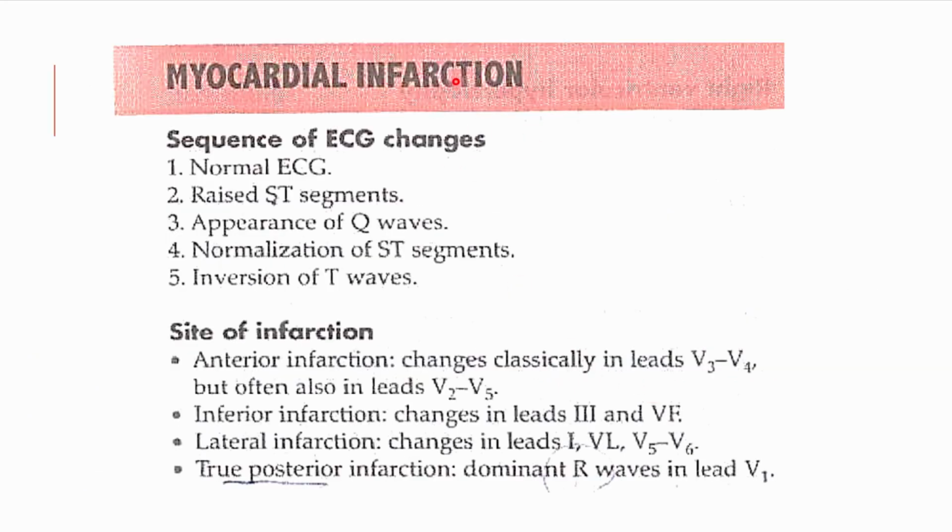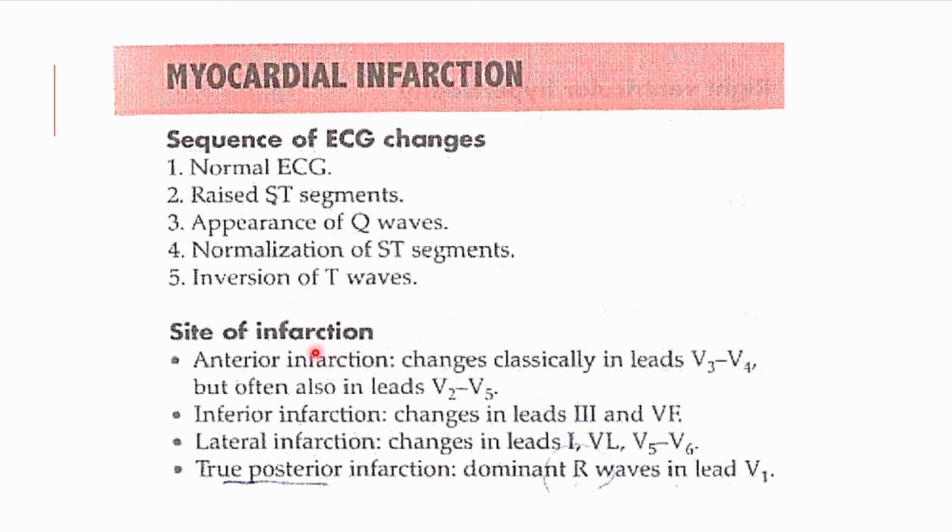Sometimes you may get myocardial infarction. So remember the normal sequence of the changes. You may sometimes start off with a normal ECG, then you have raised ST segment elevation, then you may have appearance of the Q wave, then the ST segment may come back to the baseline, then you may get T wave inversion, which usually is permanent. And usually the leads where this happens, that's where you get the site of the infarction.